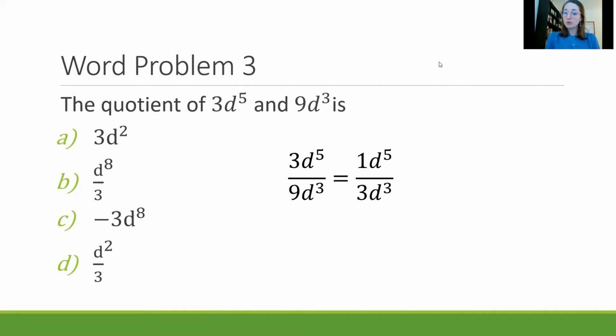Now, if you remember from before, anything times 1 is just itself. So I can really get rid of the 1 that's on the top there. So I'm going to keep that in mind for my next step.